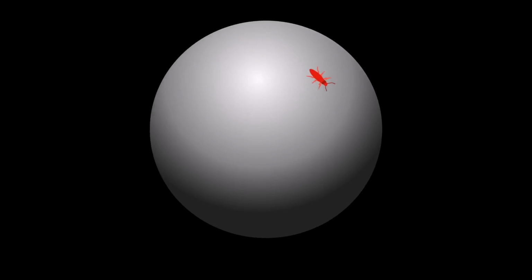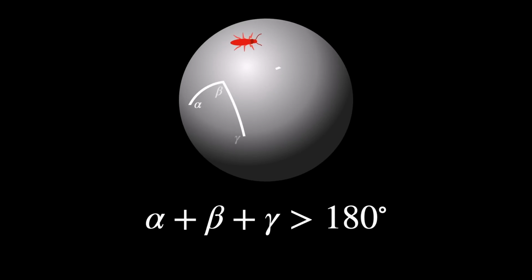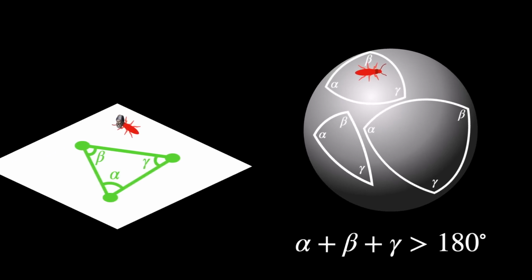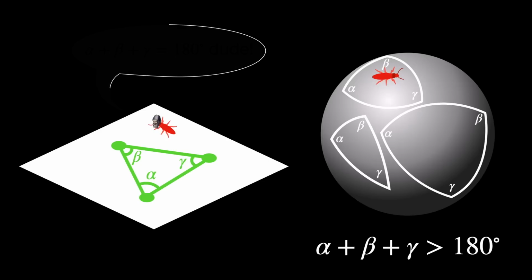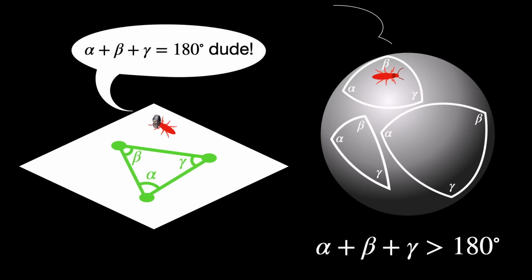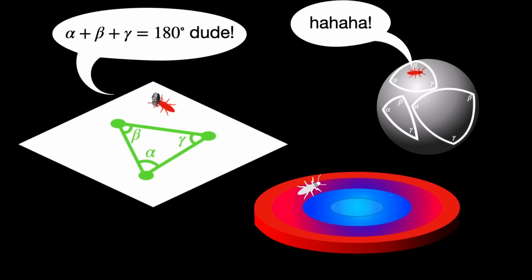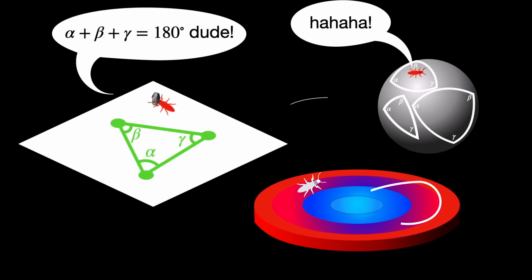Actually, all triangles he draws will have the sum of its angles greater than 180 degrees. If his buddy Euclidicus told him that it was supposed to add up to 180 degrees, he would probably laugh. And the bug on the plate would also laugh at this statement, but for a different reason.